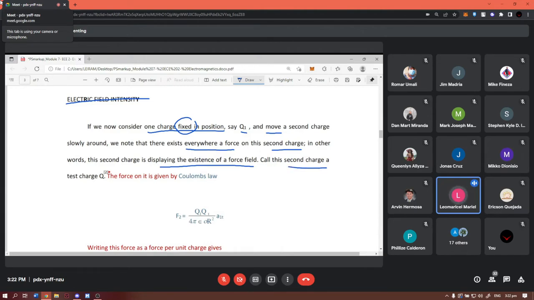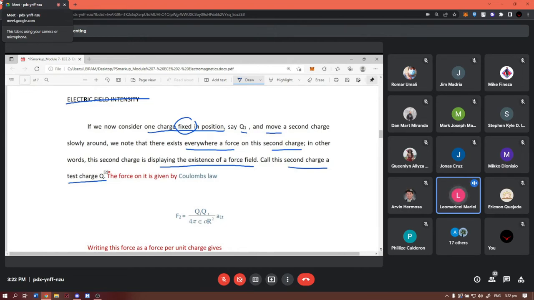So the second charge is known to be the test charge. Again, meron tayong dalawang charge, Q1 and Q2. So nilet natin yung Q1 na fixed, okay? And the second charge is the one that is moving. The second charge is known to be the test charge that will create the force field between Q1 and Q2. And that force field is known to be the electric field intensity.